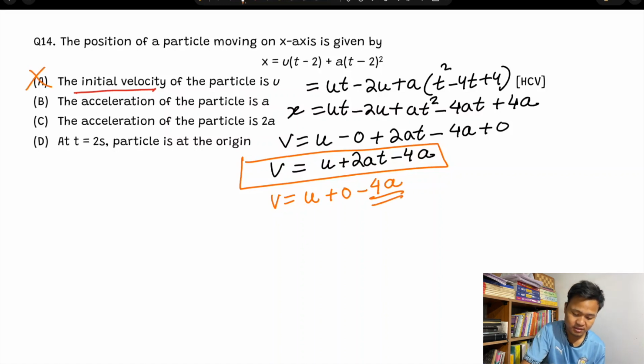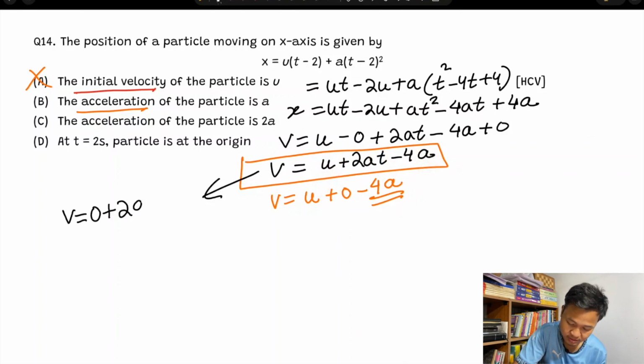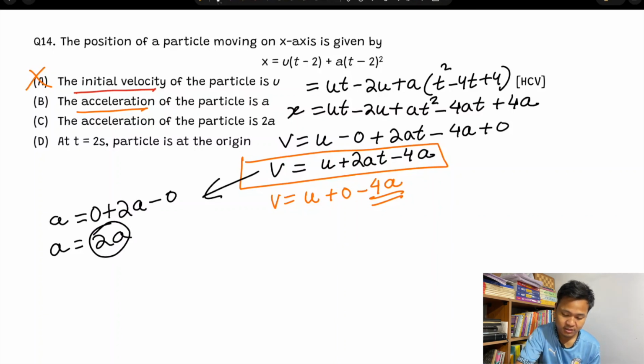What is the second option? The acceleration of the particle is a. In order to find acceleration, you have to differentiate v again. What will you get? Only t is the variable here. So all these are constant. a is constant, u is constant. Don't take it as a variable. So you get 0 plus 2a minus 0. So this will be acceleration. Acceleration is how much? 2a. Okay, so it is not a. So option B is also wrong.